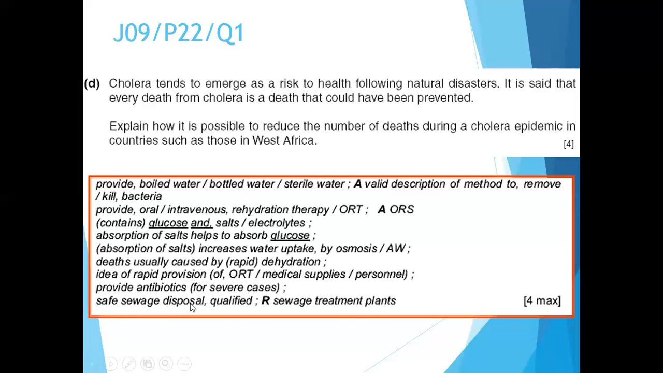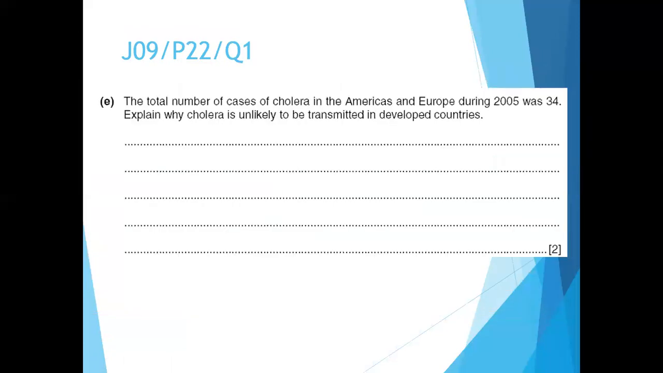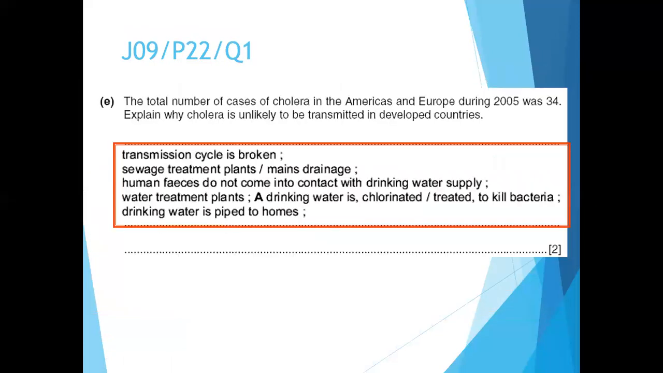Safe sewage disposal, qualified. See, they reject sewage treatment plants. How long does it take to build a sewage treatment plant during a natural disaster, right? You need immediate measures. So safe sewage disposal means these people are infected, so make sure their vomit and their feces are disposed of hygienically. That's called safe sewage disposal. So it doesn't contaminate the water and so on, okay? I think this is the last question.